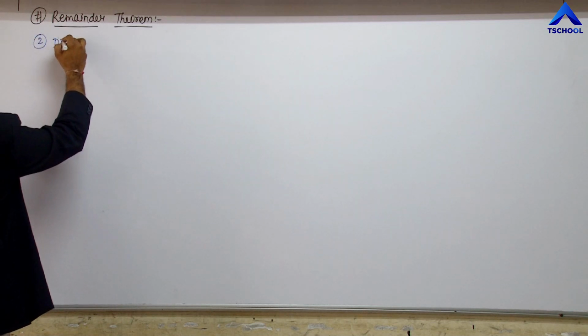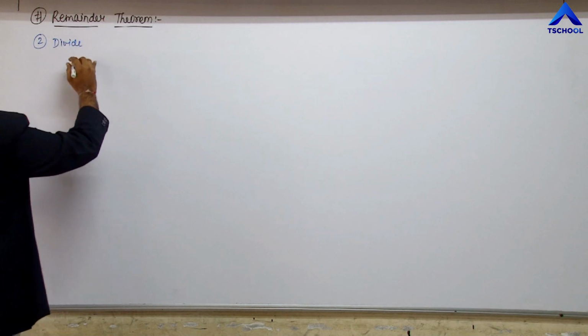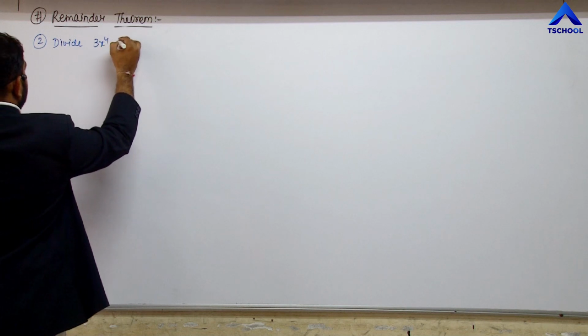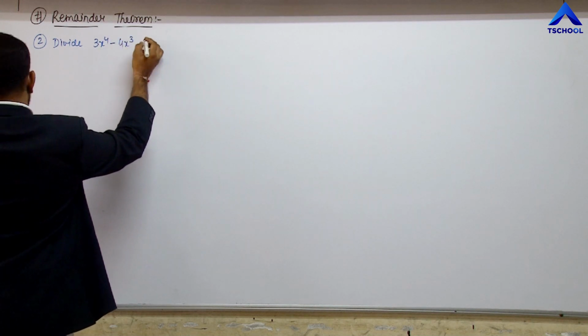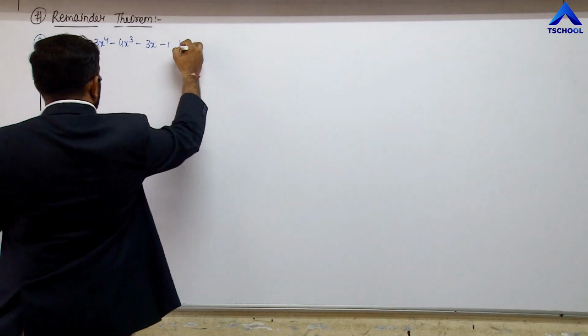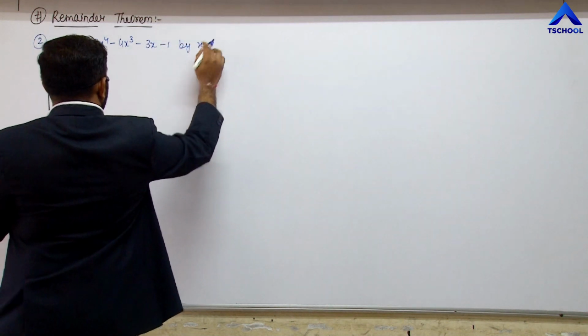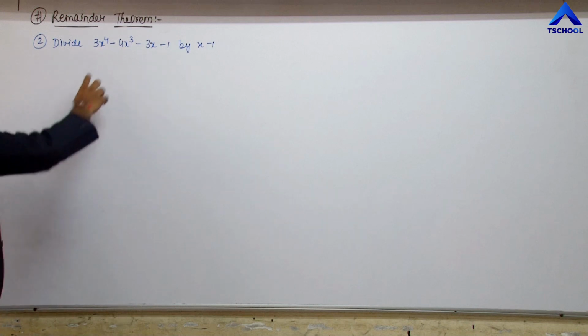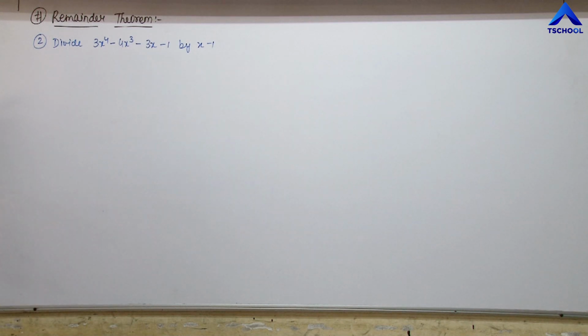Divide 3x raised to 4 minus 4x cube minus 3x minus 1 by x minus 1. So friends, here we are having two polynomials, right? The first one is of degree 4 and the second one is of degree 1.